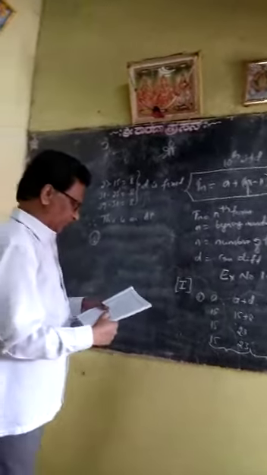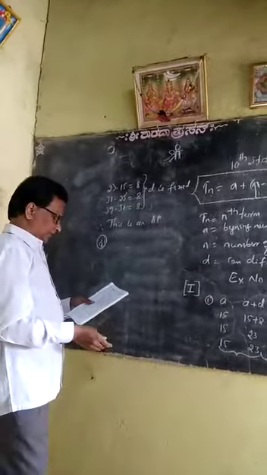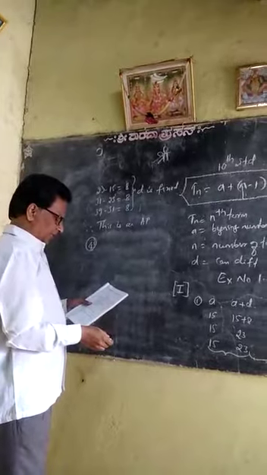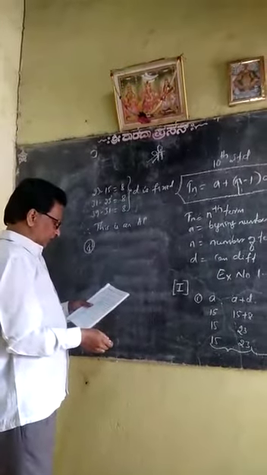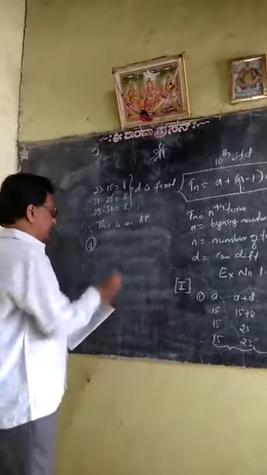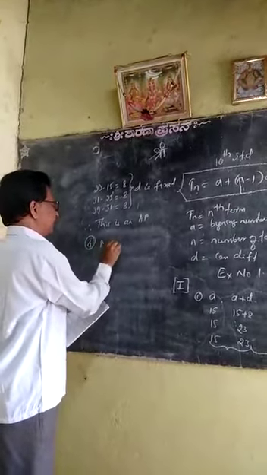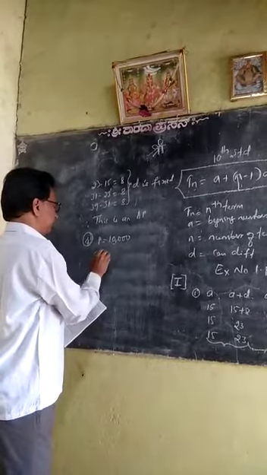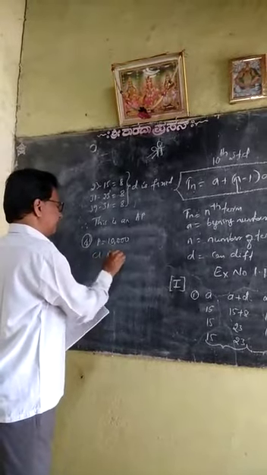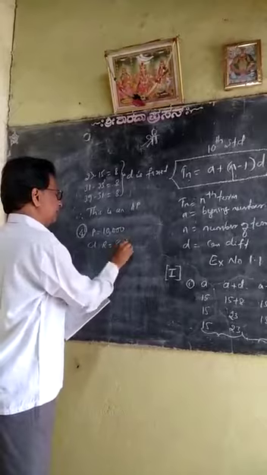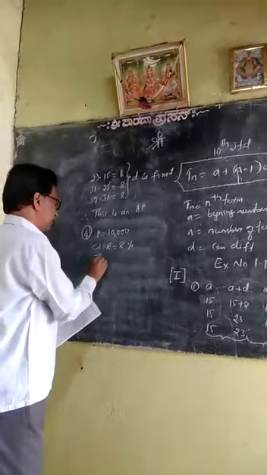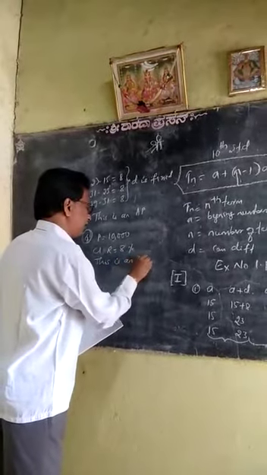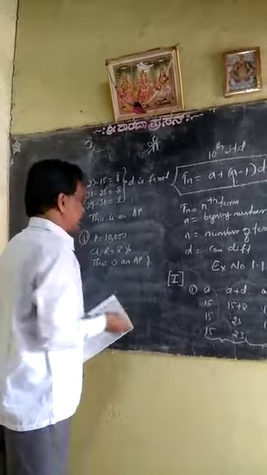The amount of money in the account every year when rupees 10,000 is deposited at compound interest at 8% per annum. So the principal amount is 10,000 and the compound interest rate is 8%. They ask whether this is an AP or not.